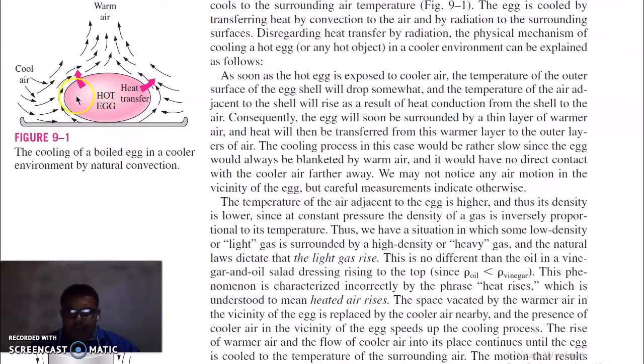The temperature of the air adjacent to the egg is higher and thus its density is lower, since at constant pressure the density of a gas is inversely proportional to its temperature. Thus we have a situation in which some low density or light gas is surrounded by high density heavy gas, and natural law dictates that the light gas will rise.